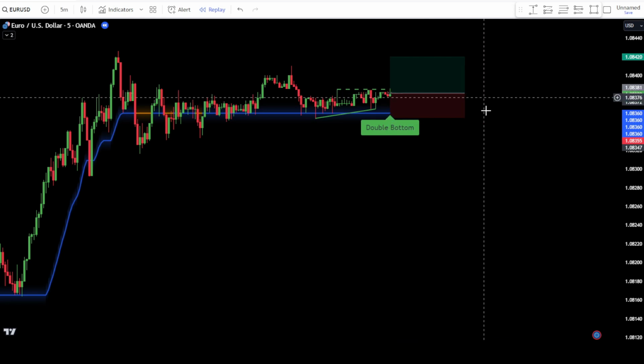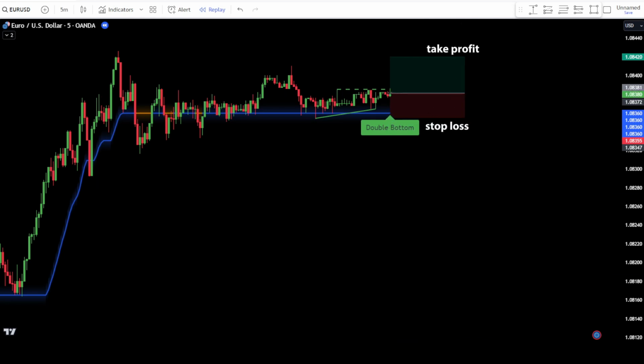5. Then, place a stop loss at the first bottom point. 6. Target the take profit using a risk-reward ratio of 1 to 1.5.